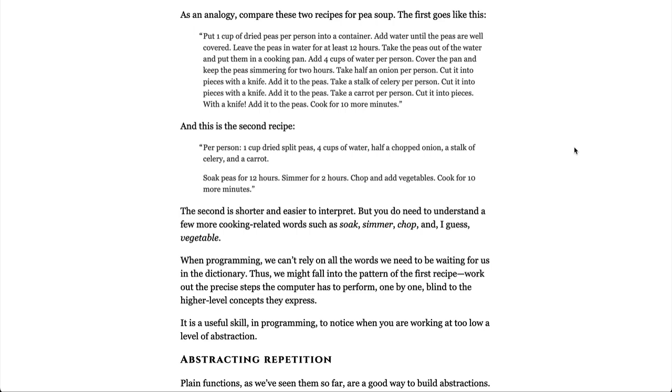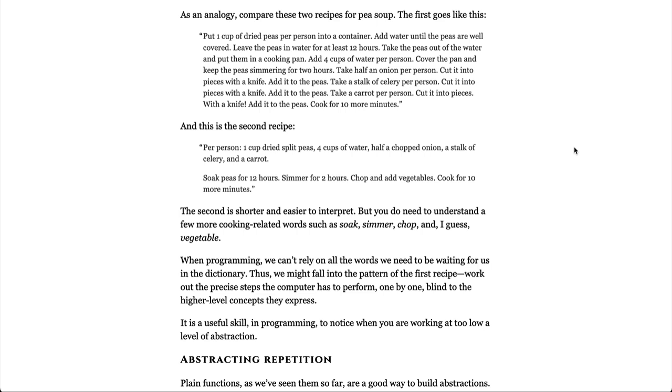Put 1 cup of dried peas per person into a container, add water until the peas are well covered. Leave the peas in water for at least 12 hours. Take the peas out of the water and put them in a cooking pan. Add 4 cups of water per person. Cover the pan and keep the peas simmering for 2 hours. Take half an onion per person. Cut it into pieces with a knife. Add it to the peas.